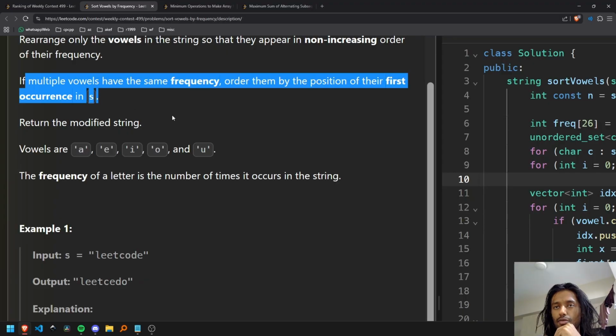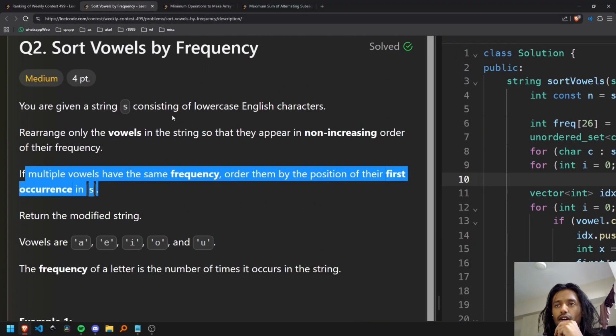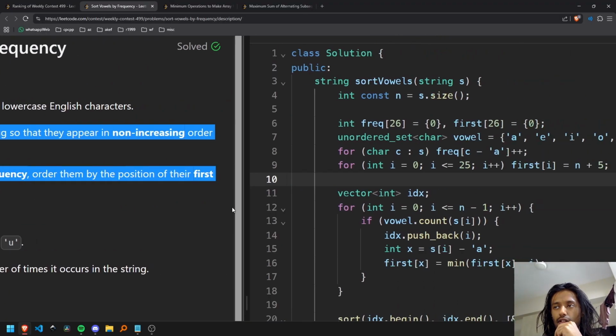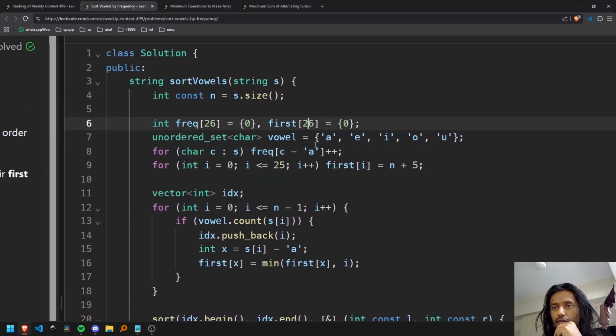So this is just a sorting problem now, and for sorting our keys would be the frequency and the first appearance, right? So we create a frequency array and a first array, and we track both of them. This is counting the frequency. I counted it for every character, but we only care about the vowels. And this is the first occurrence.